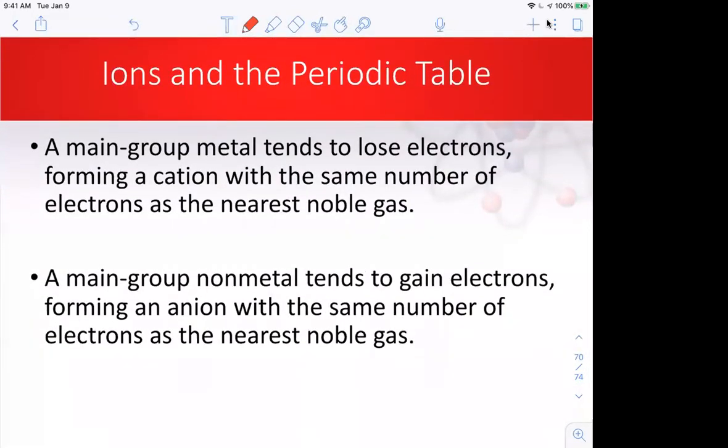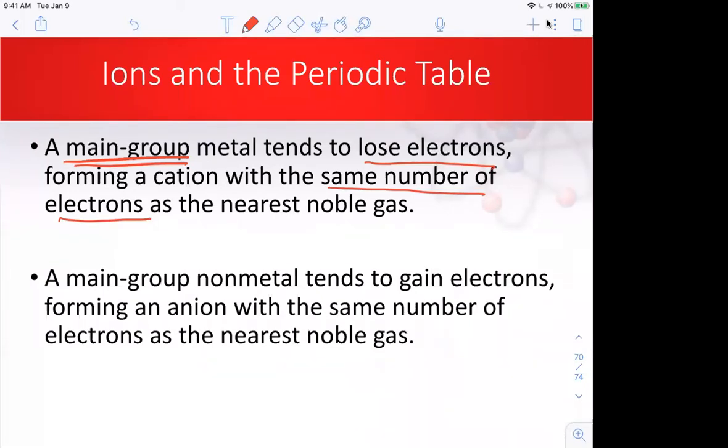Remember I said metals tend to lose electrons when they undergo reactions. So main group metals will lose electrons, and the number of electrons that they lose is predictable. They will lose the same number of electrons to become isoelectronic with the nearest noble gas. They want to lose electrons until they have the same number of electrons as the nearest noble gas. I want to be like a noble gas.